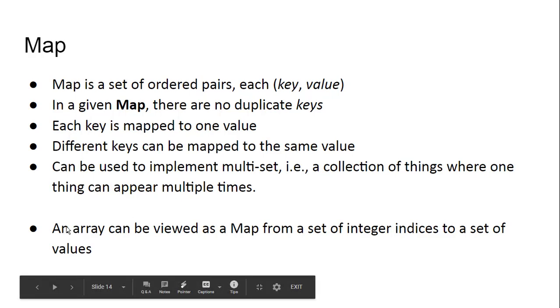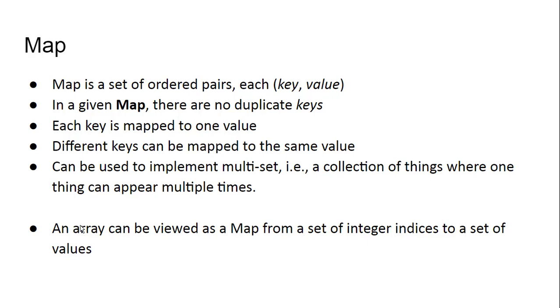And in fact, the map is in some sense similar to an array. So an array can be viewed as a map from a set of integer indices to a set of values. So we use an array when the items we care about can be easily mapped into a relatively small set of integers, say less than 10 to the 6. Then we can use an array to store this concept of mapping a key to a value, where the key is not stored explicitly, but rather it's using the index as the implicit key.